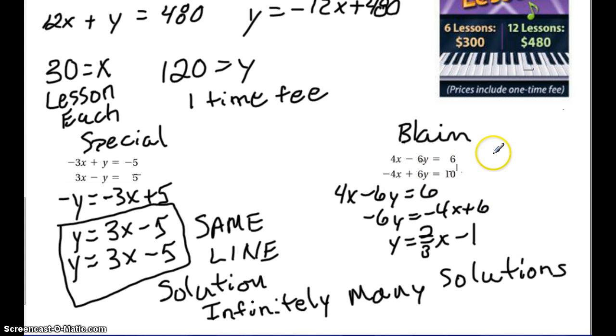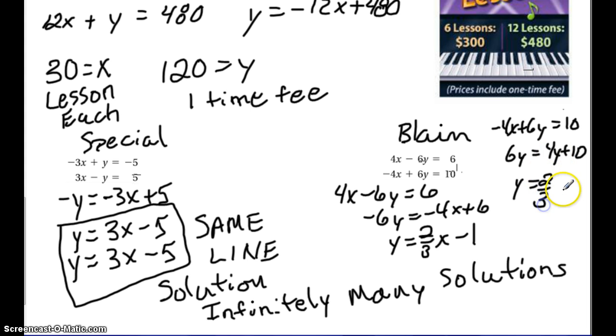The other one here, I'm going to scooch up over here, negative 4x plus 6y equals 10. Add 4x. Then divide by 6. This here is going to have 2/3 x again. And then 10 divided by 6, otherwise known as 5/3. So if you look at these two equations, what can you tell me about the slopes? Yes, they are the same, yet different y-intercepts.